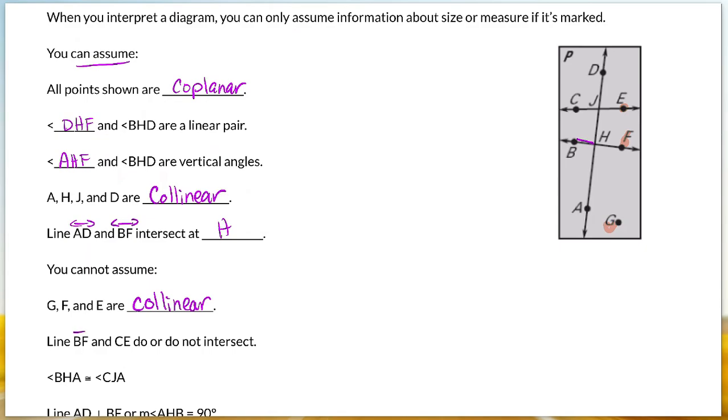Next, we cannot assume that line BF and CD do or do not intersect. We don't know if they're parallel. We don't know. We can't see the intersection. We can't make any assumptions.